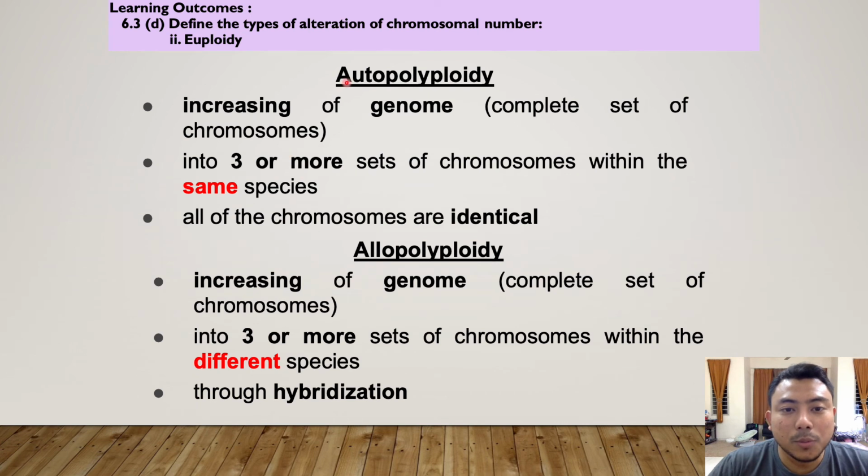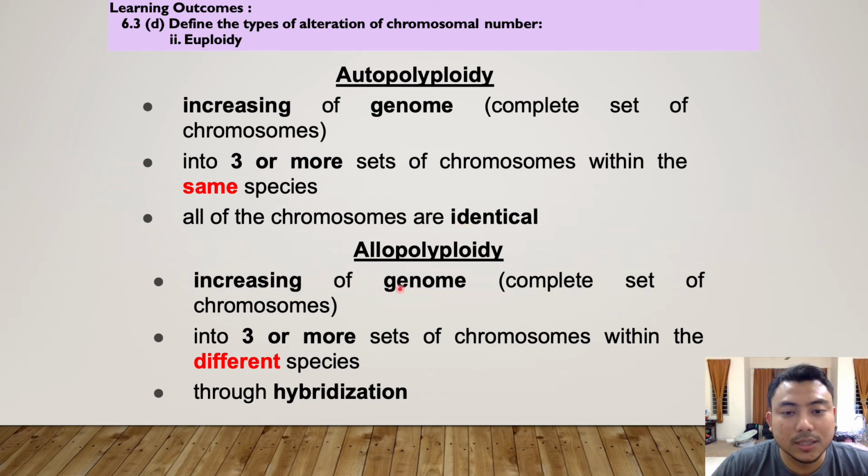Okay, autopolyploidy and allopolyploidy. So what's the difference? Autopolyploidy is the increasing of the genome, or complete set of chromosomes, into 3 or more sets of chromosomes within the same species. Maknanya antara spesies yang sama. All of the chromosomes are identical. Semua kromosom dia sama. Okay, apa maksud sama tu? Sebab daripada spesies yang sama.